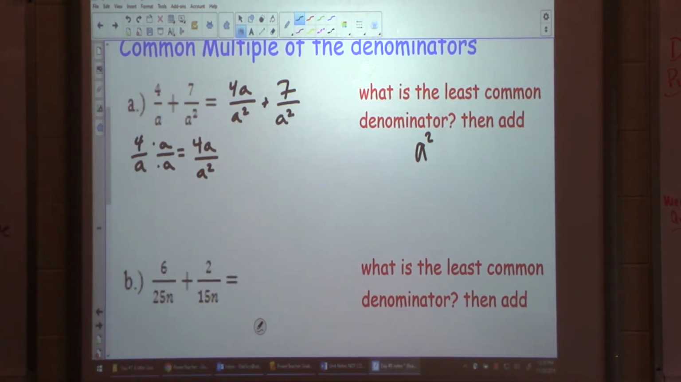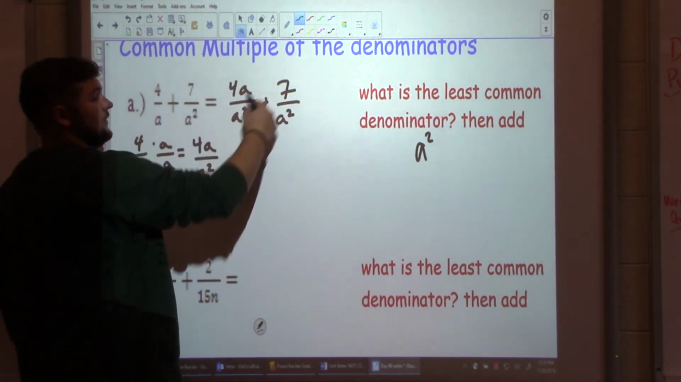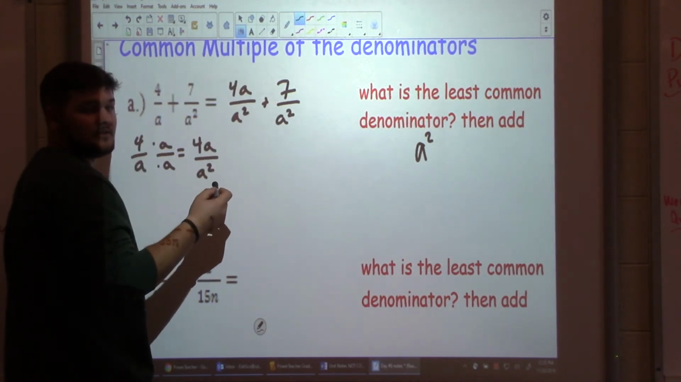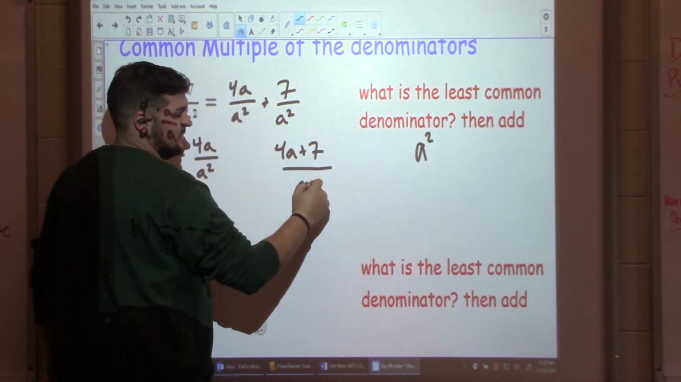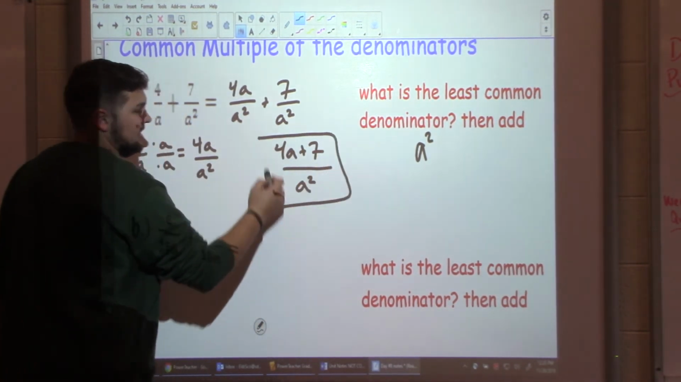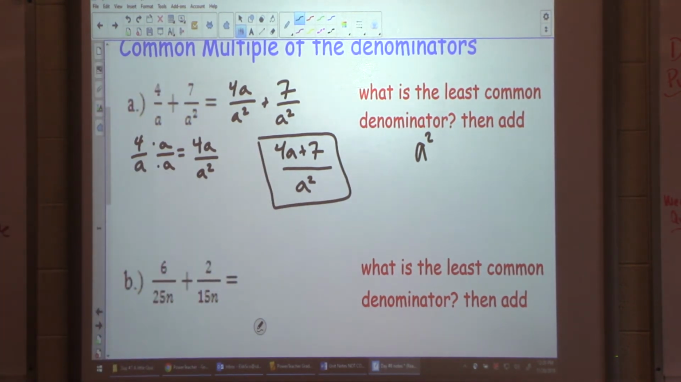Do I have common denominators now? Yeah, so now I can add my numerator. 4a plus 7, what does that give me? 4a plus 7, right? I can't combine those unlike terms. Over a squared, and I cannot simplify it at all.